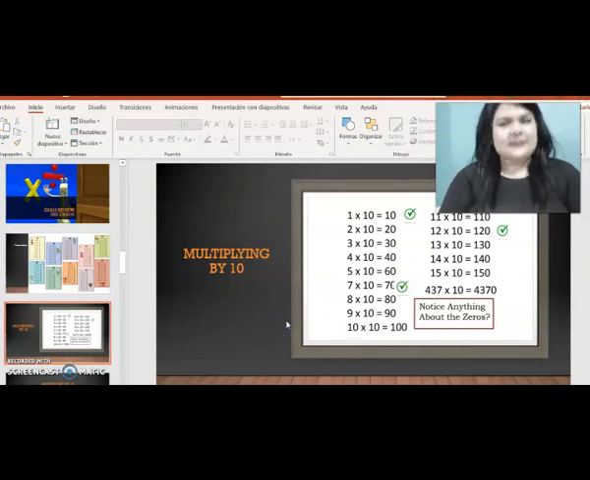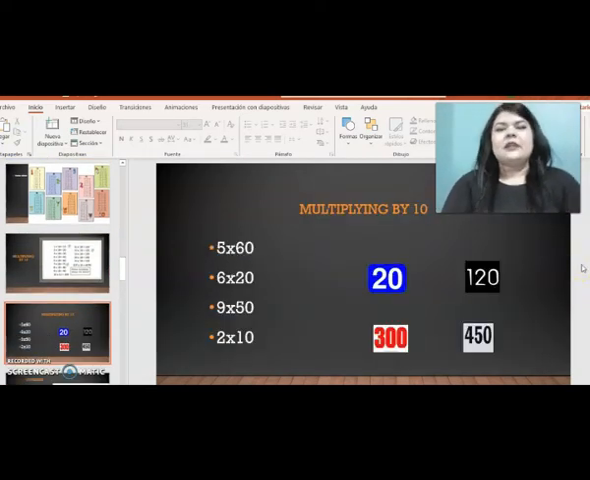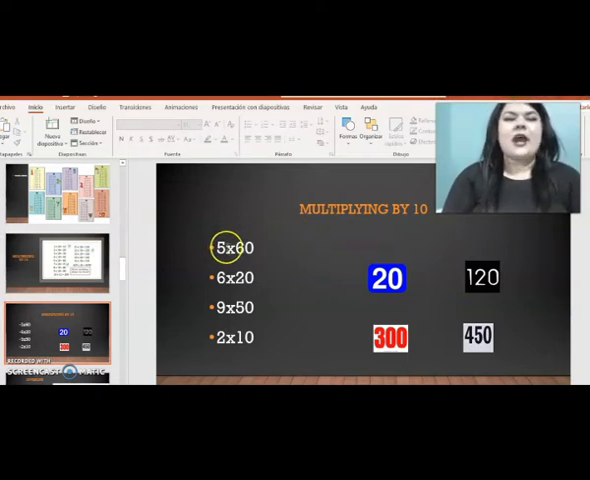Okay? It's pretty simple. Just remember it, be concentrated, and let's work with this. About this, I have some exercises for you that I need you to help me to develop. For example, 5 times 60. As I explained before, I just multiply 5 times 6 is 30, right? And if I place one more zero, my final product is 300, correct?